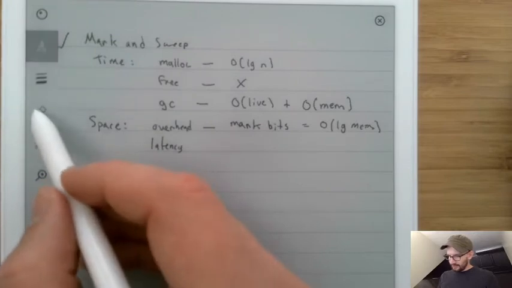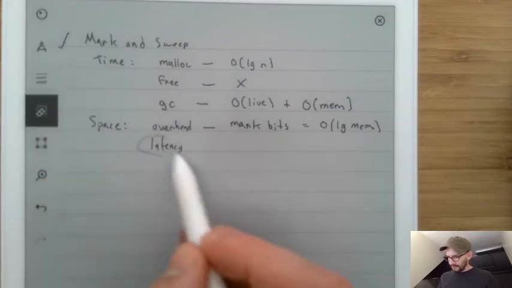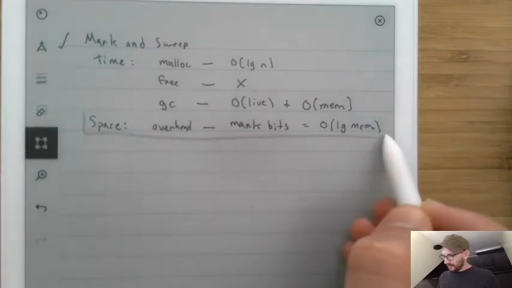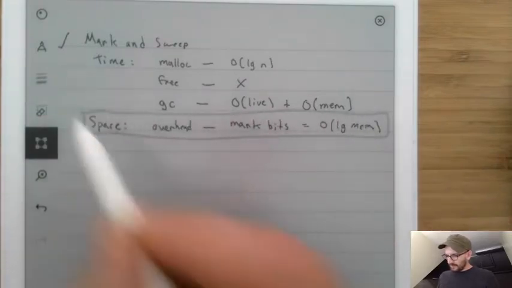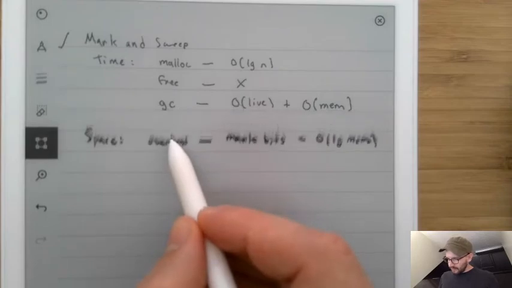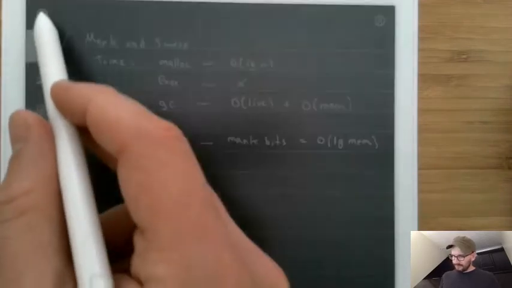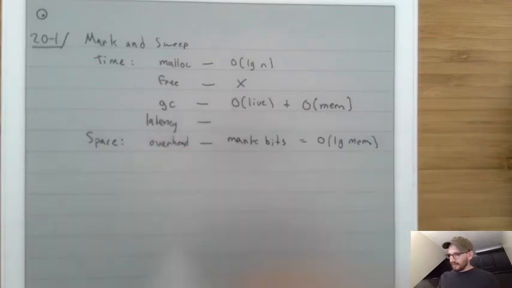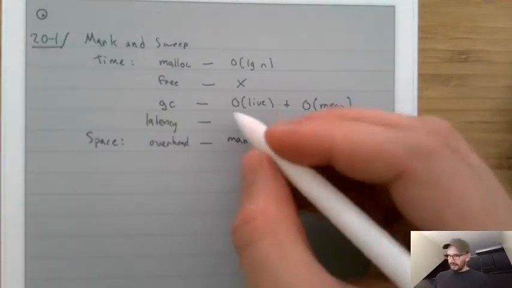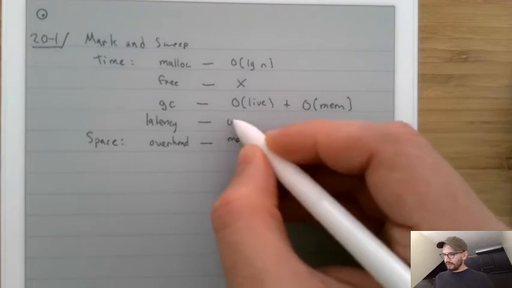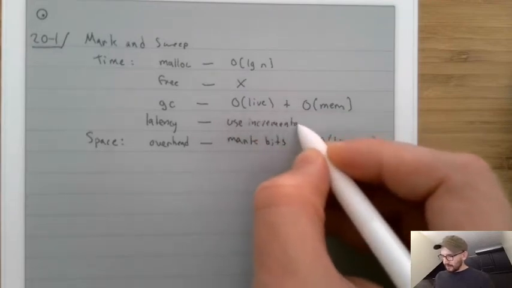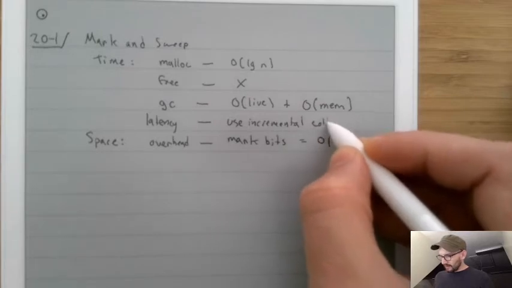Let's do this. This is something that's cool about not using paper. Look at that. Amazing. Latency. We can use incremental collection. All right.